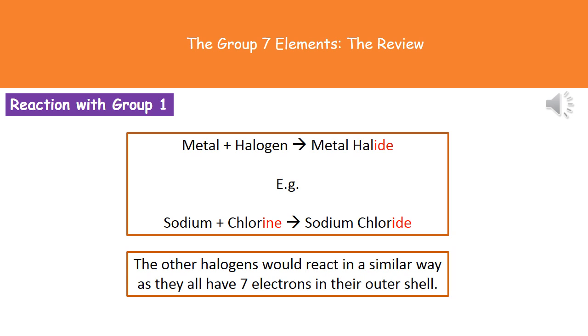Now what we find is that all of our halogens then are going to react in a similar way to each other, because in that outer shell they have 7 electrons because they're in group 7. So remember, whatever group number they're in tells us how many electrons there are in the outer shell, and if they've all got the same number of electrons in the outer shell, then they're all going to behave in a similar way.